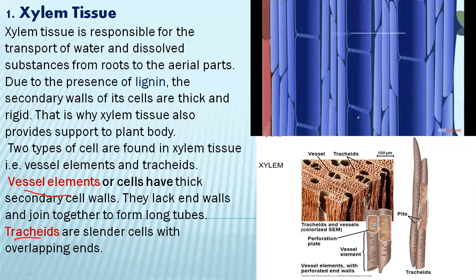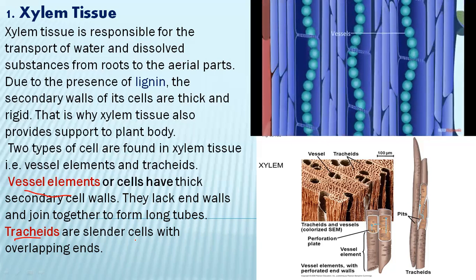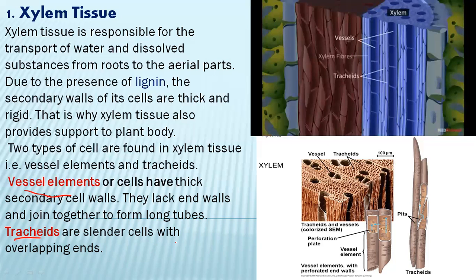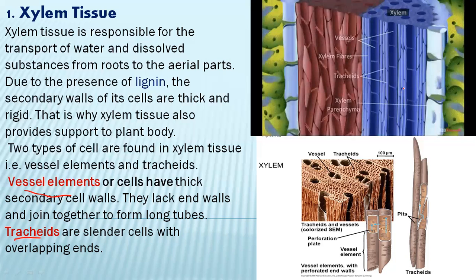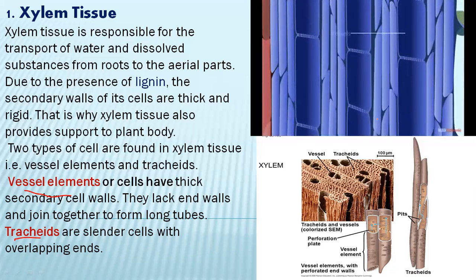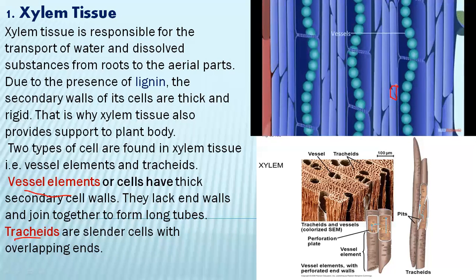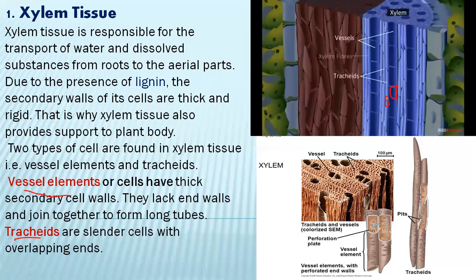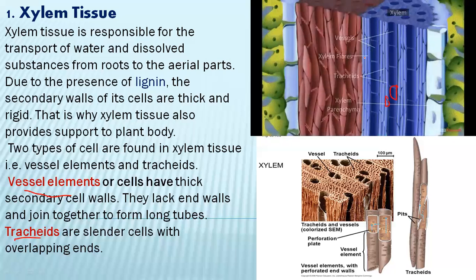Some other cells, okay, next are the tracheids, they're cylinder cells with overlapping ends. So you can see these are cylinder cells and they are overlapping one another here and here. So some xylem fibers are also present.